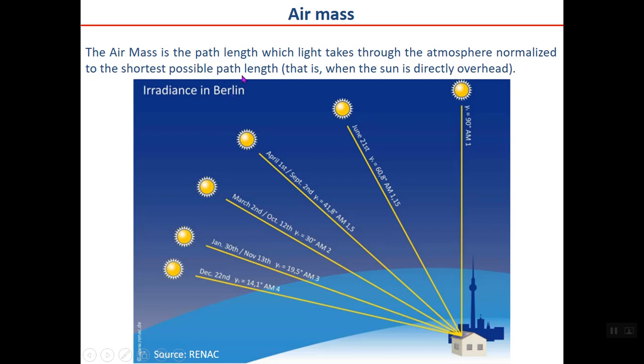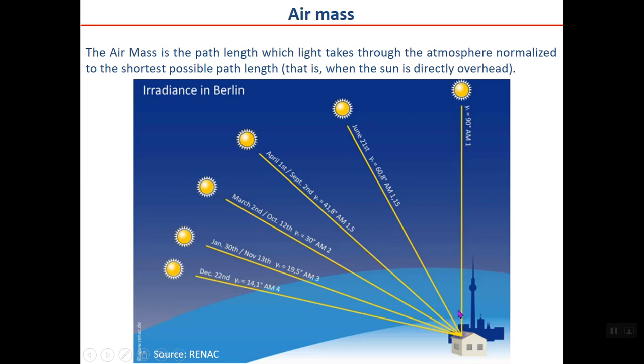Normalized to the shortest possible path length. What is the shortest possible path length? This is the shortest possible path length. So the ratio between this and this distance is called air mass. So air mass 1 will be at this position when the angle is 90 degrees, and at any other position the air mass will be bigger than 1, because this is the least value.